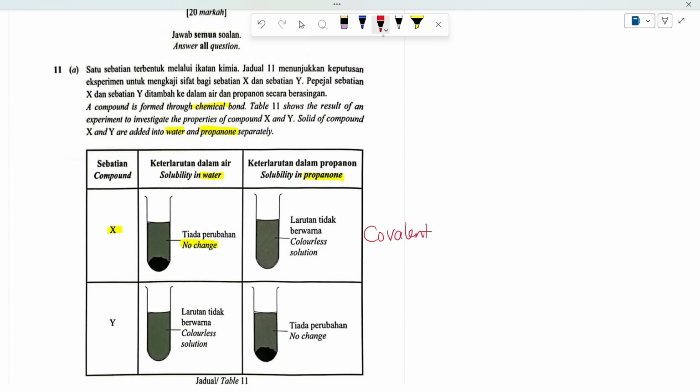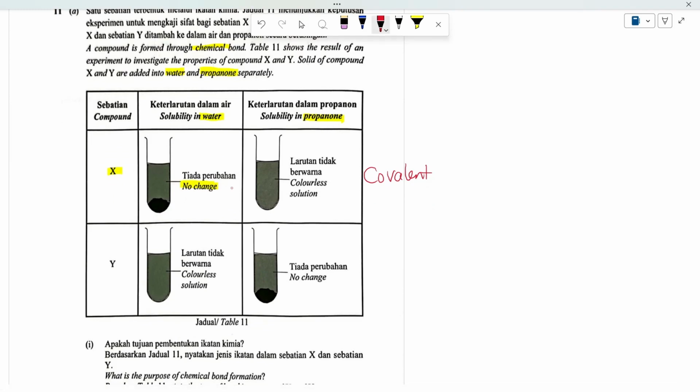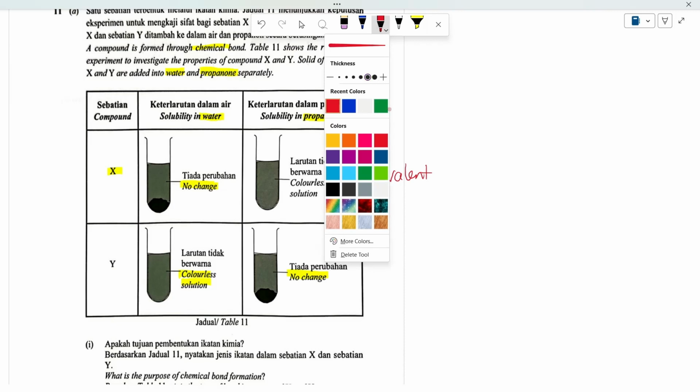Then Y, solubility in the water, it forms a colorless solution. But in the organic solvent, no change. So what is this? It's an ionic compound.